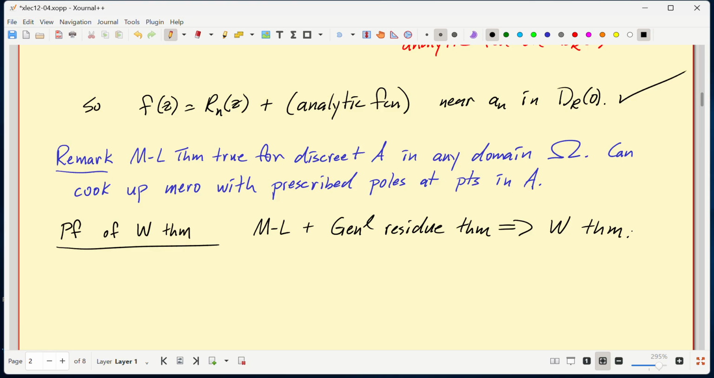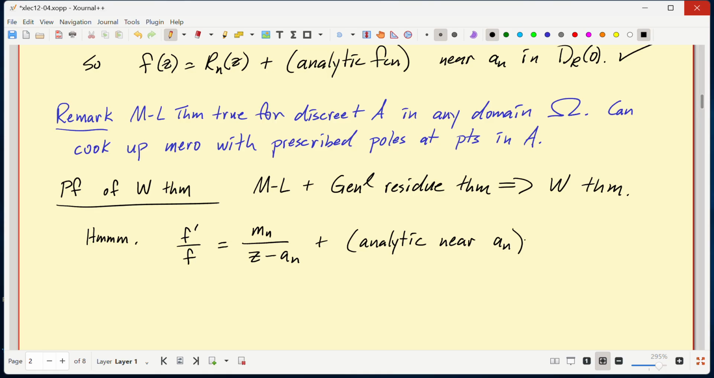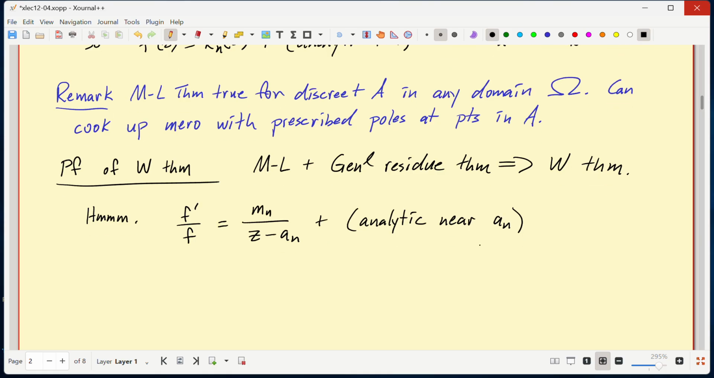But I haven't done anything with the general residue theorem yet, so I want to do this because I like it. So let me think out loud for a second here. If I had such an f, then I know that f prime over f, remember that was the argument principle thing, would be the order of the zero as the residue at z minus an, plus something that's analytic. This is a simple pole, and the residue is the order of the zero.